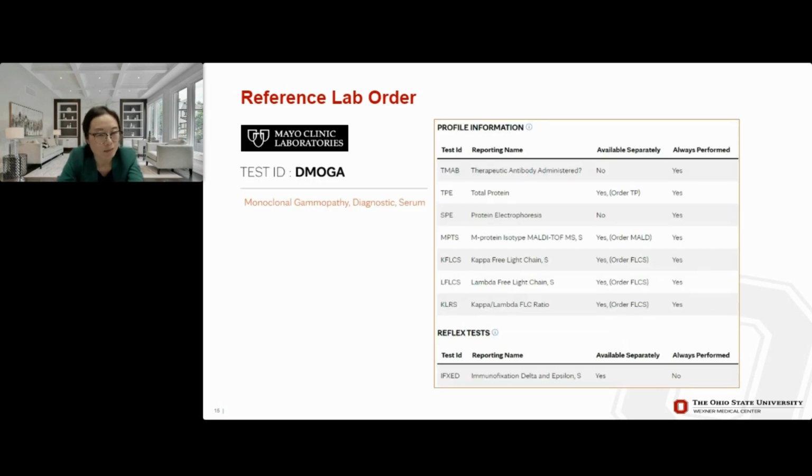Let's take a look at the test order at another reference lab, Mayo Clinic. There are quite a few different test orders at Mayo Clinic. This is the order for the diagnosis of monoclonal gammopathy. In this order, they provide mass spec for both protein electrophoresis and identifying subtype of monoclonal proteins. However, due to technique limitation, if heavy chain IgD or IgE is suspected, they will reflex the order to run on gel electrophoresis to identify IgD or IgE.